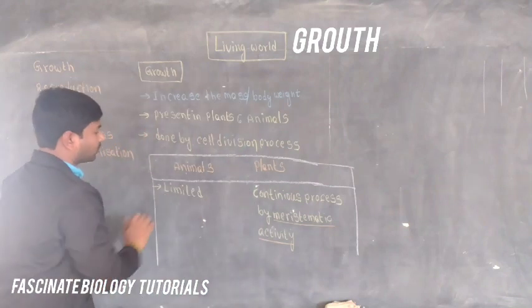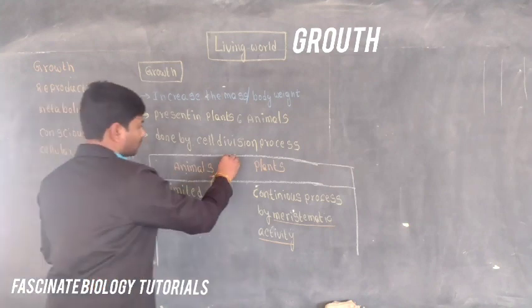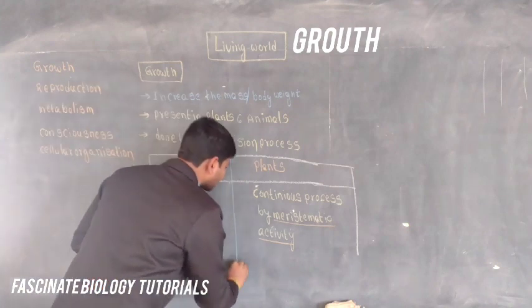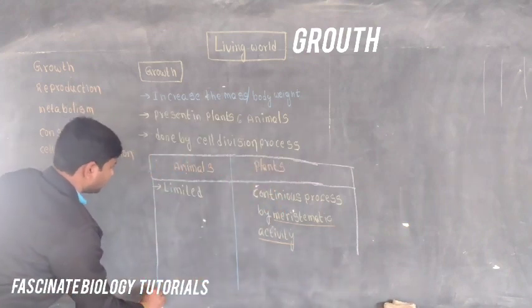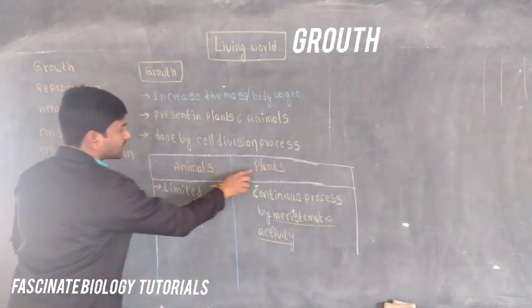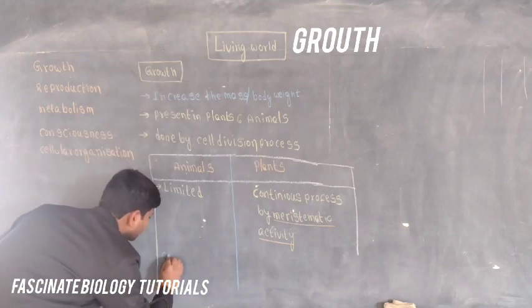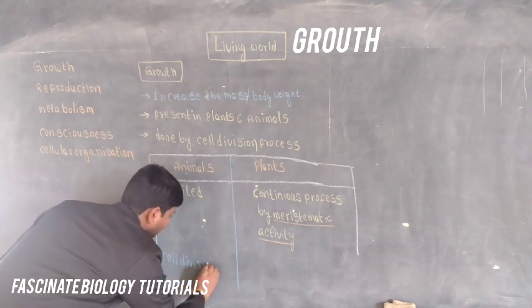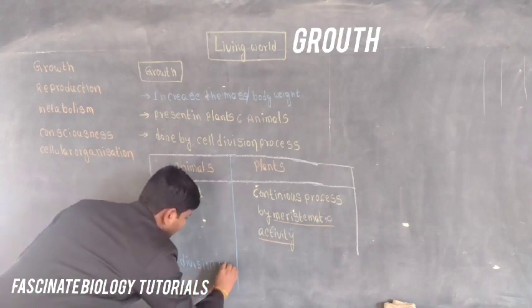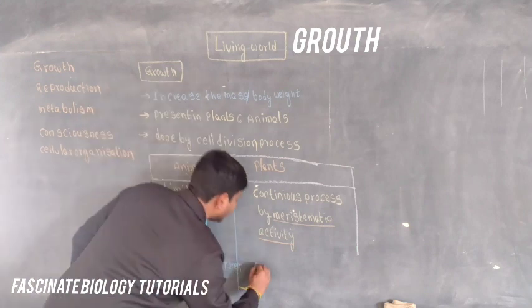Growth is there in animals and also in plants. In both animals and plants, growth is done by the cell division process.